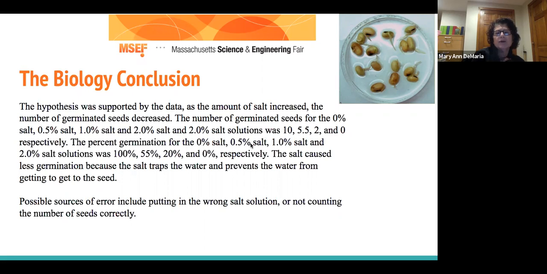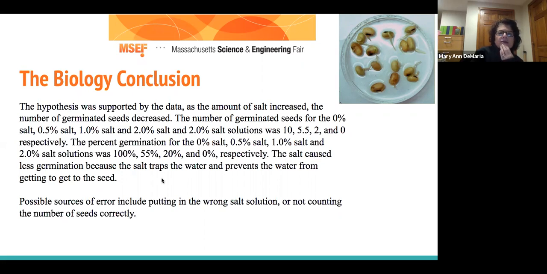The percent germination for the salt solutions was given, and the same thing applies. Again, I teach my kids this word early on: respectively. Again, I would have liked them to say this is almost double the percentage here, but they don't. And the reasoning is not extensive here.